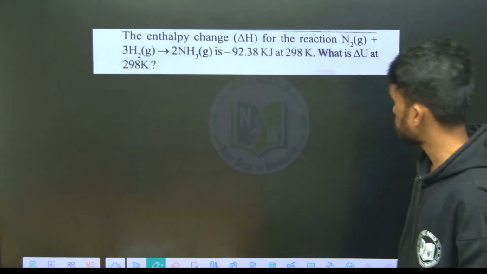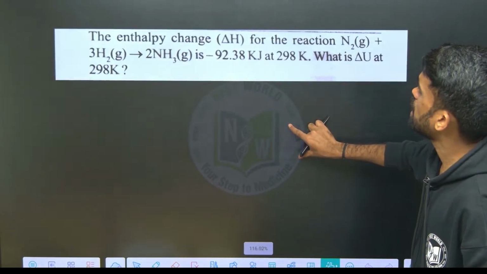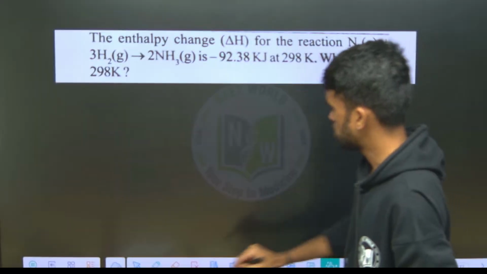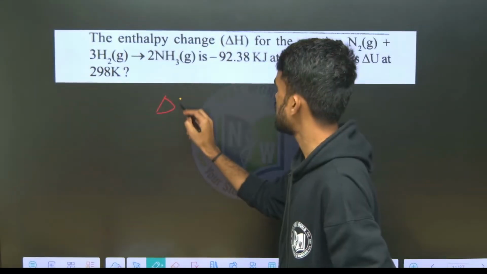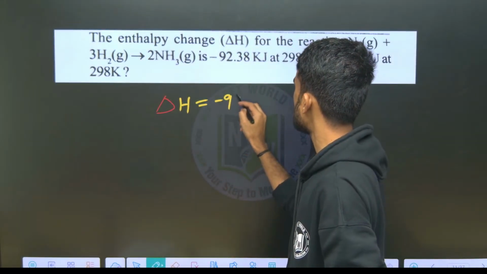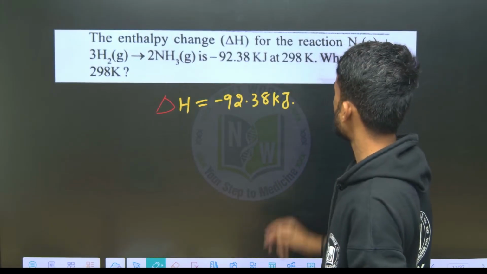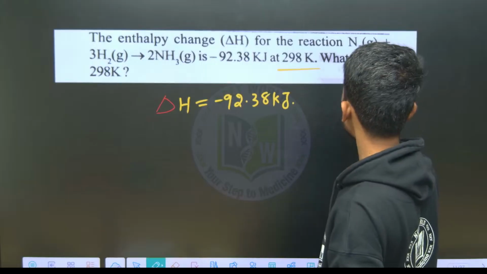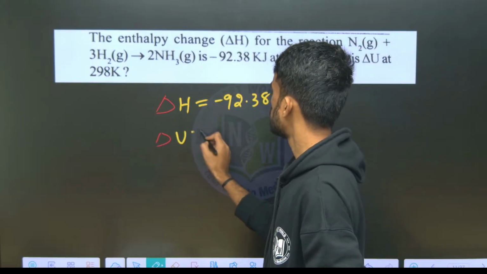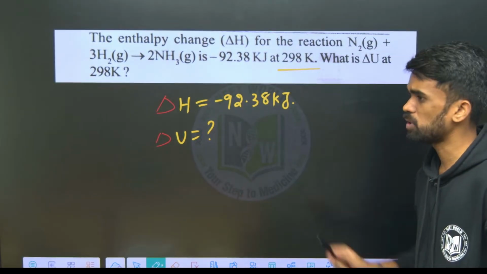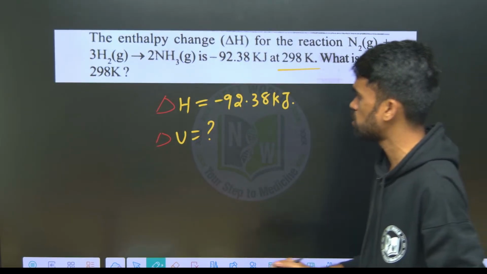Let us move forward with one more question here. See, the enthalpy change for a reaction, the given reaction is there. For that they mentioned delta H equals minus 92.38 kilojoules. Okay. So the temperature is 298 Kelvin. Now what is delta U? Just now, based on the previous discussion, you can solve this question. How can you solve this?